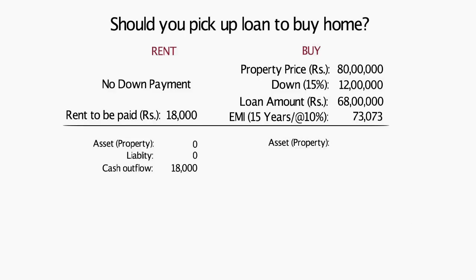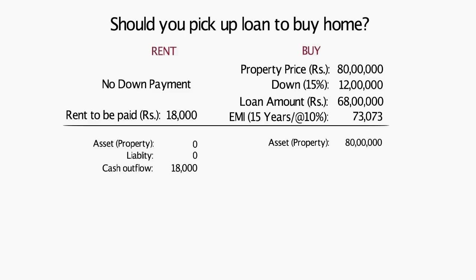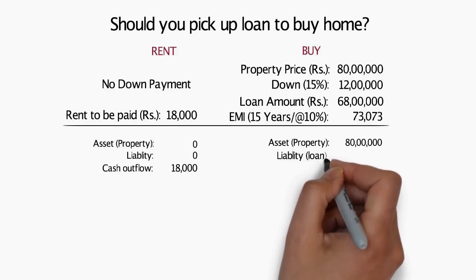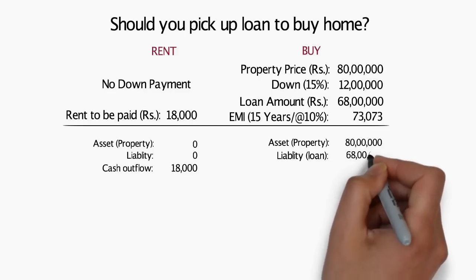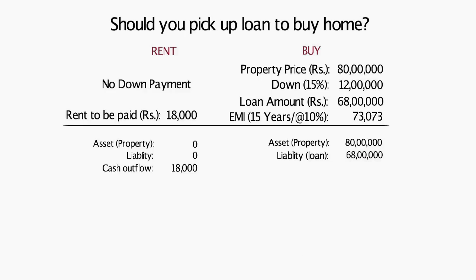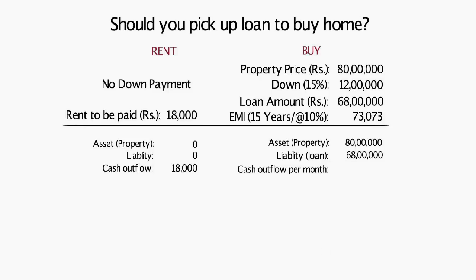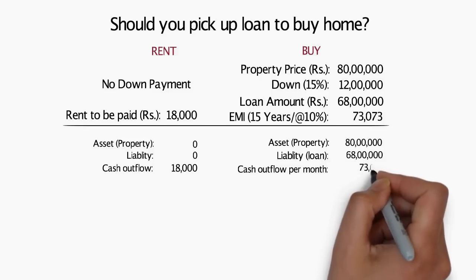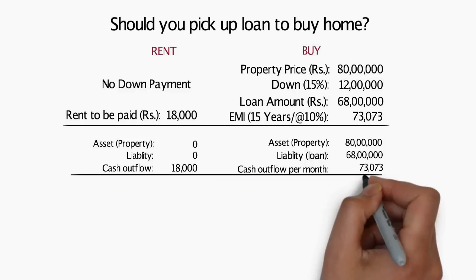On the other hand, in case you bought the property, your asset becomes the property itself, which is worth 80 lakhs. Now remember that you also picked up a loan against your asset that becomes your liability, which in this case is about 68 lakhs. Now to pay off the liability, you have picked up a monthly EMI of 73,000. That becomes your cash outflow per month.